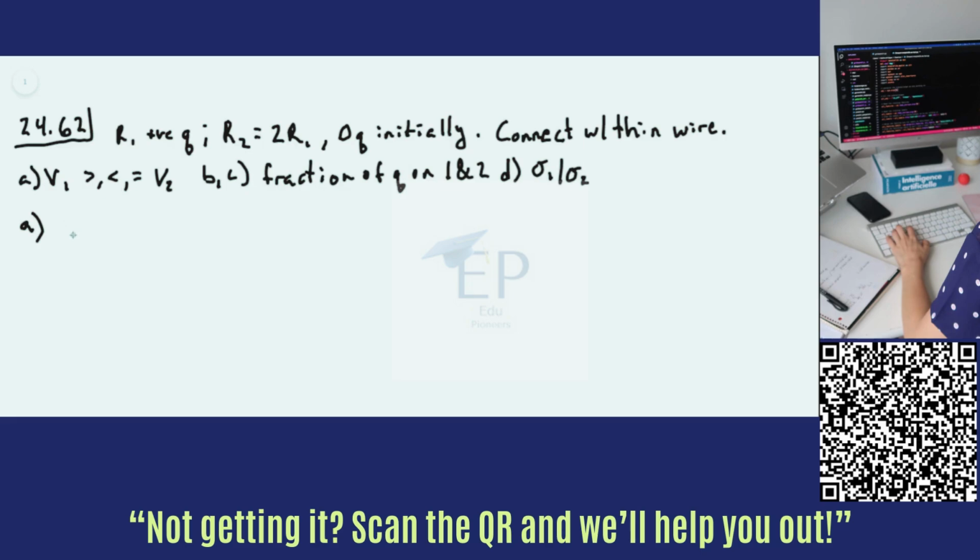So A, we have two conductors, or a single conductor rather, because the sphere is connected with a wire to the other sphere, and this is all one big conductor. And so their voltages are equal.